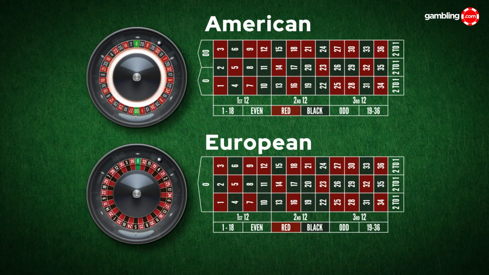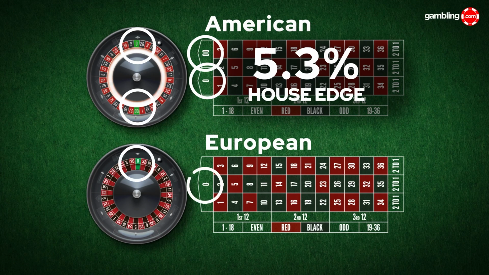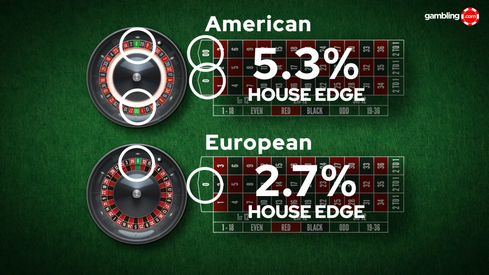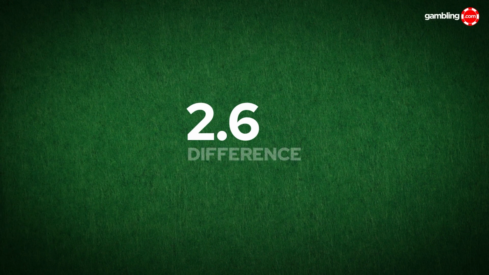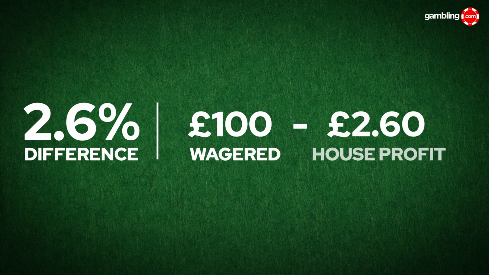Still, RTP is a really useful stat when comparing games, and a great example is roulettes. American and European roulette are similar, but American has an extra double zero, which bumps the house edge to 5.3%. European roulette just has a single zero, keeping the edge at 2.7%. Now that 2.6% difference might sound small, but it adds up. For every £100 wagered, that's an extra £2.60 in theoretical profit for the house.